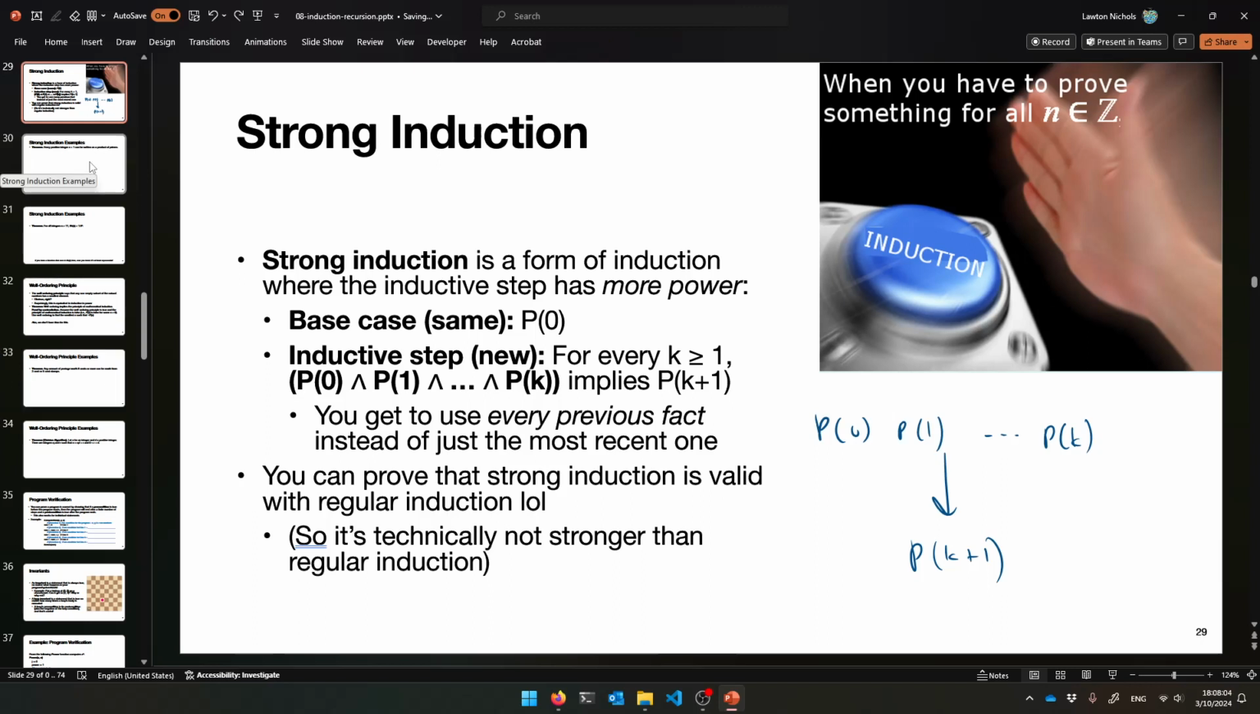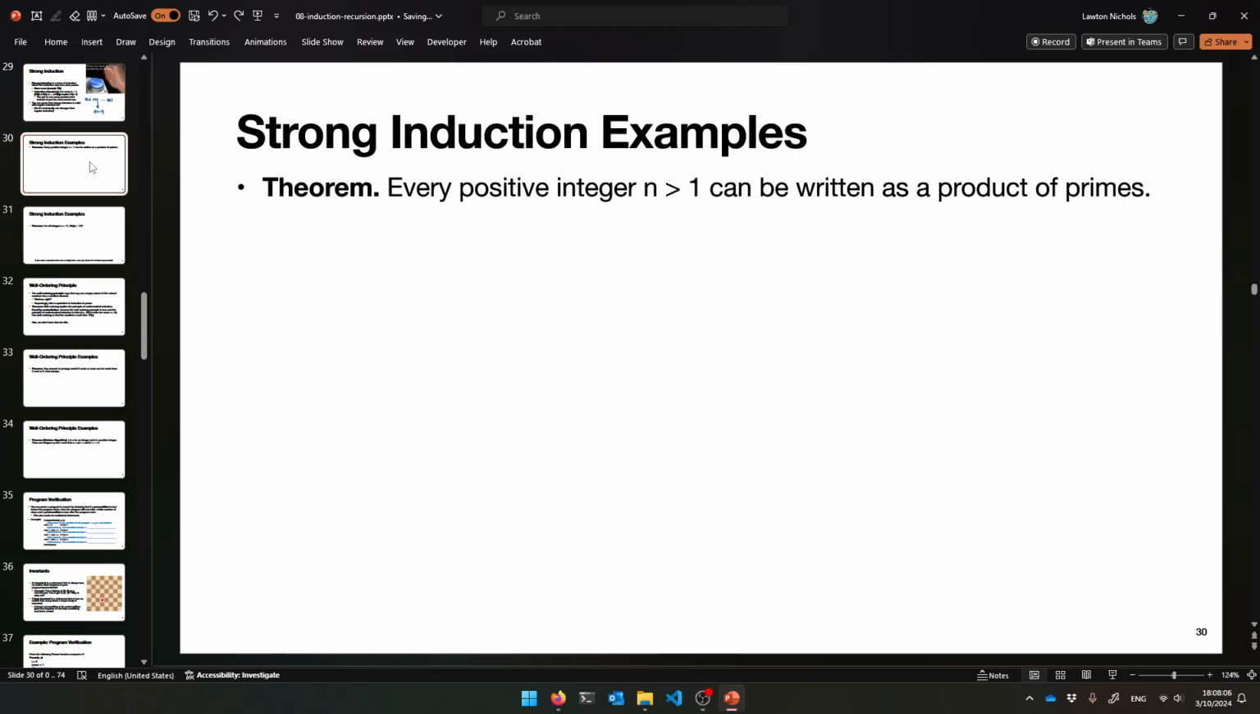So let me show you a few examples of this. It's gonna be cool, all right? So here's a fun proof of a very true statement about number theory, a very important fact. Every positive integer greater than 1 can be written as a product of primes, right? We can always find a prime factorization of any number. Let's prove that. That's pretty cool, right?